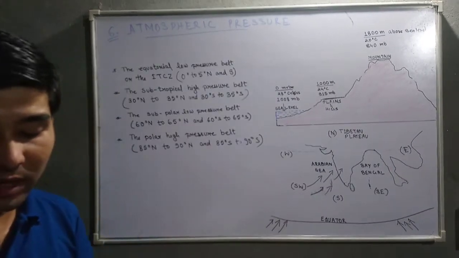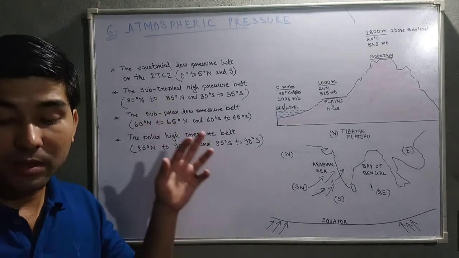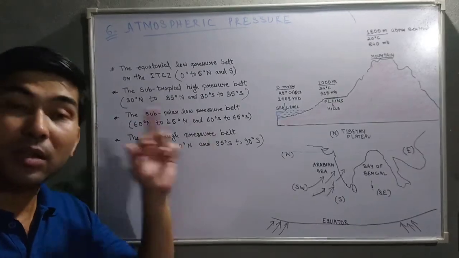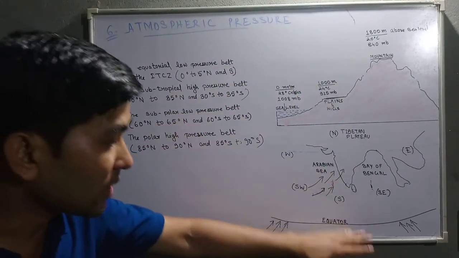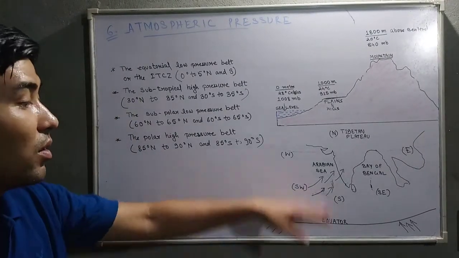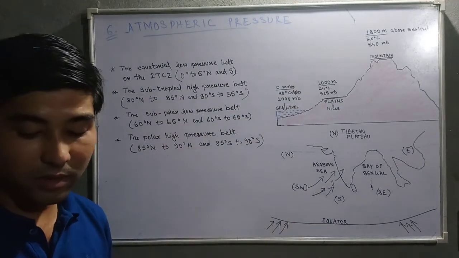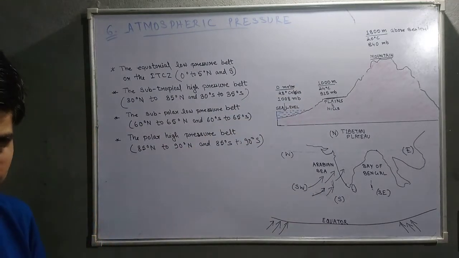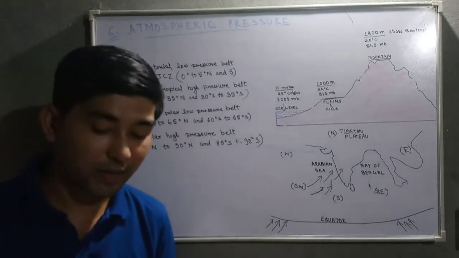Now, in the northern hemisphere these trade winds are known as northeast trade winds, and in the southern hemisphere they are known as southeast trade winds. They always blow in the same direction constantly.